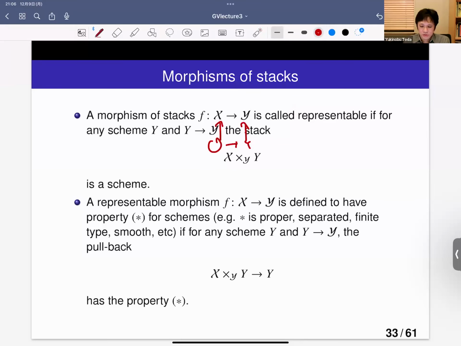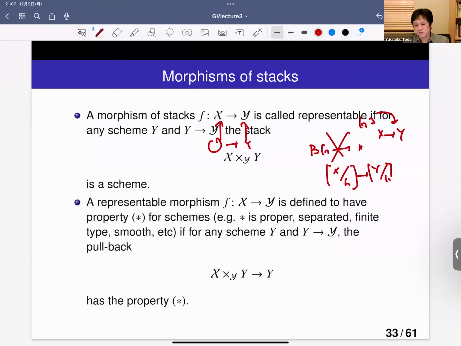For example, if we consider just the structure map from BG to a point, then of course this is not representable, because BG is not a scheme. But for example, if we consider X/G to Y/G, where X and Y are schemes, and G acts on them, and X to Y is G-equivariant, then this is representable.